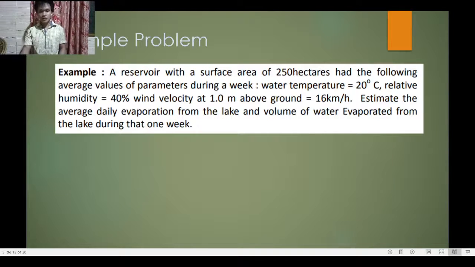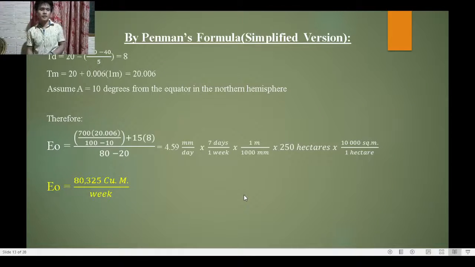So using Penman's equation, the simplified version. First we get the dew point, which is equal to 20 minus the quantity 100 minus 40 divided by 5, where 40 is the relative humidity. All of this equals 8. So the T sub m is equal to 20 plus 0.006 times 1 meter, which is equal to 20.006.